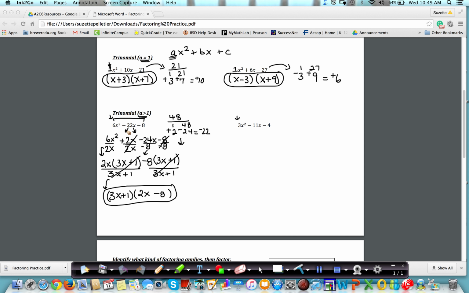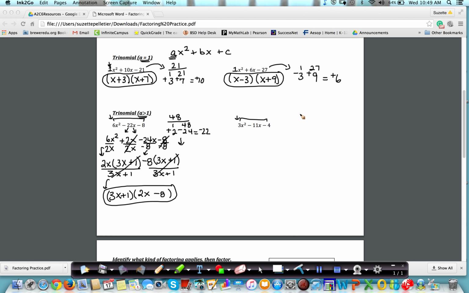Okay, so there's a lot to do there. You have to multiply the first and the last and use those factors to replace the middle term, and then do grouping. Group the first 2, take out a greatest common factor. Group the second 2, take out a greatest common factor. Okay, let's try it with this one.